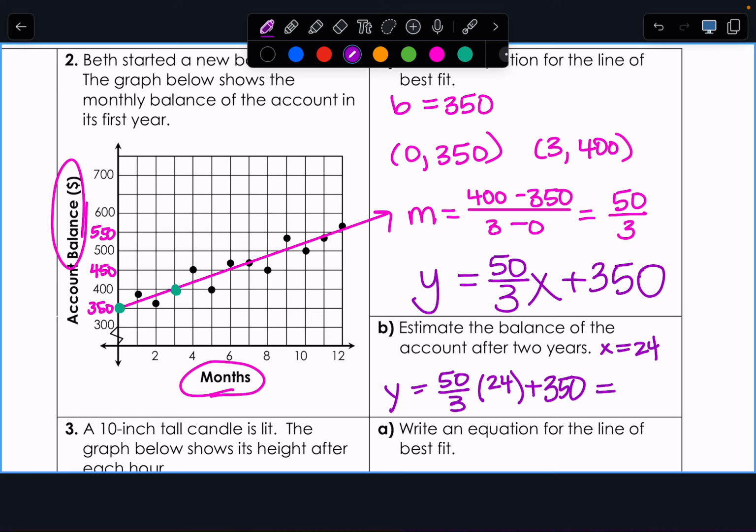Plus 350? Did you add 350? All right. Matthew got $750. Yes? Charmony got $750? We're okay with it being $750?